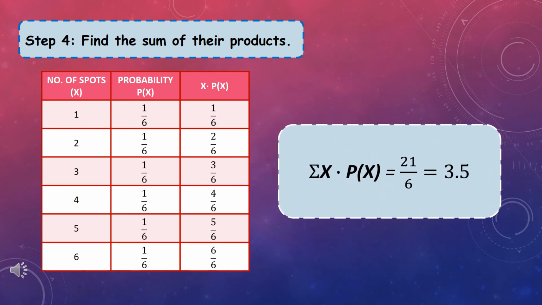Step 4 is to find the sum of their products. So, nakuha na natin yung product niya, and then add lang natin siya. So, pare-pareho naman yung ating denominator. We just have to copy it, and then add natin yung numerator. So, we have 1 plus 2 equals 3, plus 3 equals 6, plus 4 equals 10, plus 5 equals 15, and plus 6 equals 21. So, ang summation of x times p of x natin is equal to 21 over 6 or 3.5.